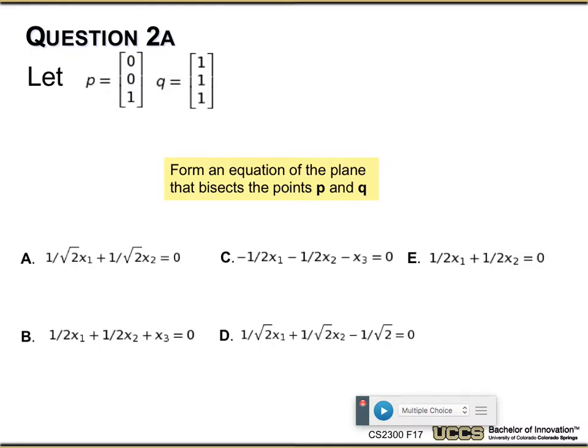So now, same vectors. Form an equation of the line that bisects the points P and Q. Okay, think of this as if someone's shooting at you from P and you're standing at Q and you want to put a shield of energy halfway between them, what's the equation of the shield? And you can work with a neighbor on this one.